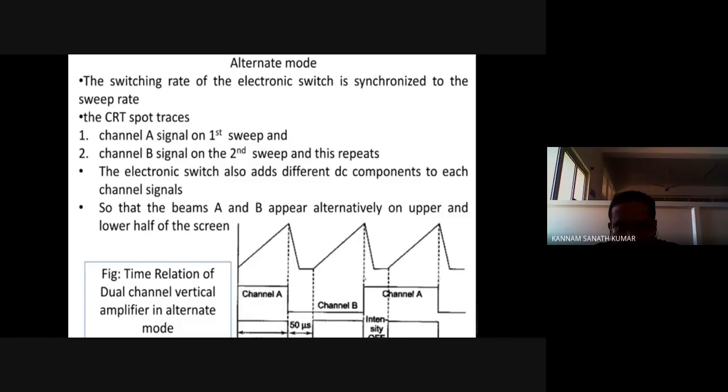So channel A is selected at the first sweep, and channel B is selected at the second sweep. Okay. So this will be repeated. Again, channel A is selected at the third sweep, like that. So alternately, channel A and channel B will be selected, synchronized with the sweep rate. That is nothing but the alternate mode.